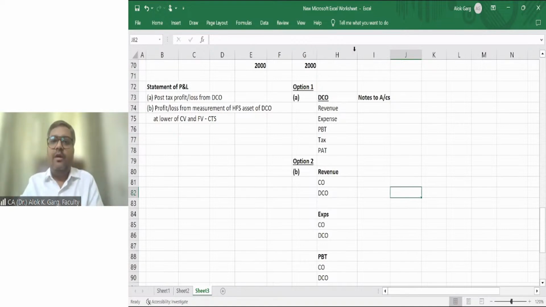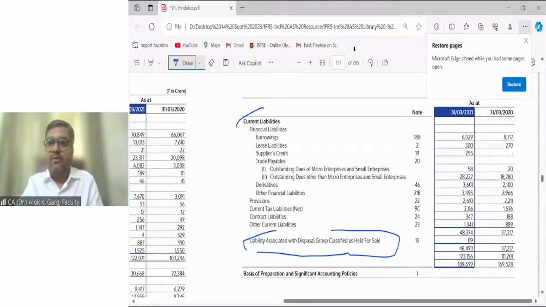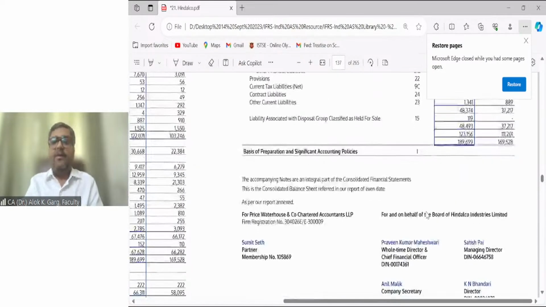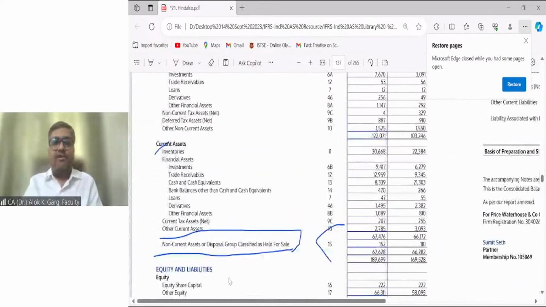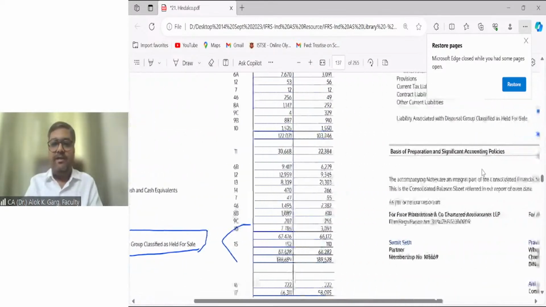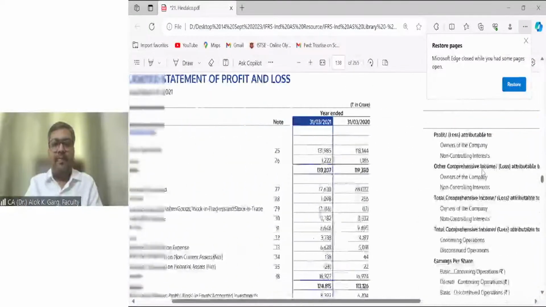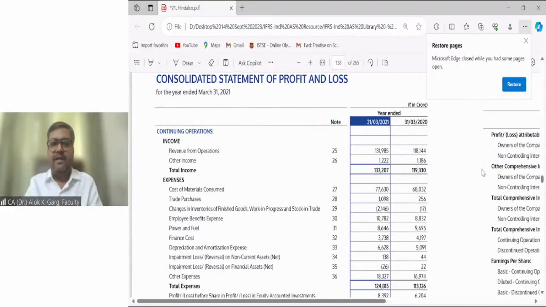Let me show you one of the annual reports of Hindalco Industries Limited. I hope this Hindalco Industries annual report is visible. Yes. So I have already shown you the disposal group held for sale, liabilities relating to disposal group held for sale. Now let me take you to the P&L. I hope this P&L is visible.